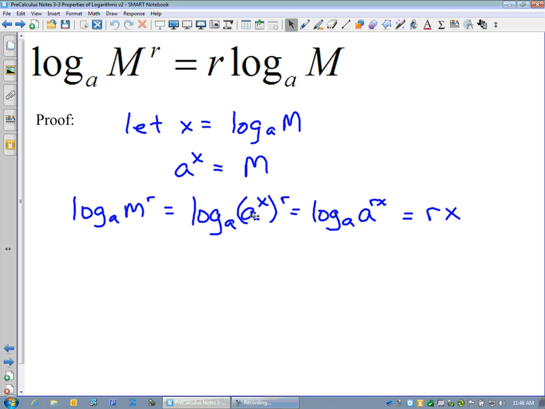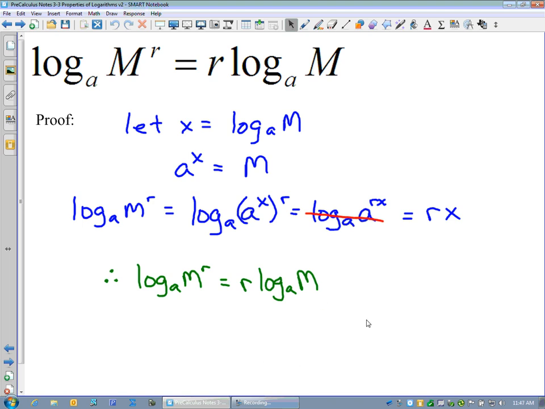And when you have a power to a power, you keep the base and multiply the exponents. So log base a of a to the r times x. And then we have our nice little cancellation using the inverse property, which leaves us with just r times x. But we said x at the beginning was log base a of m, so making the substitution, we get log base a of m to the r is equal to r times log base a of m. And we're done.